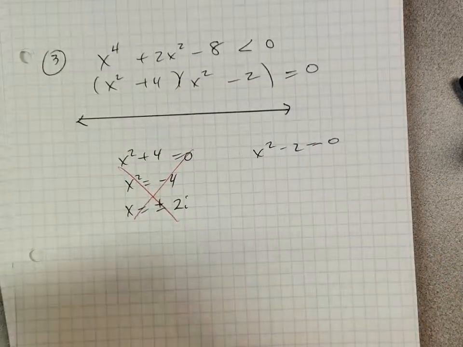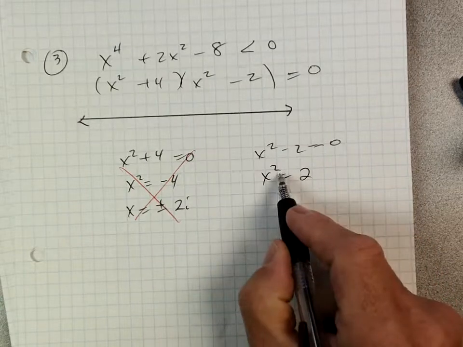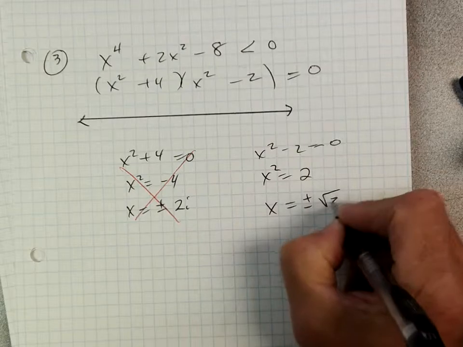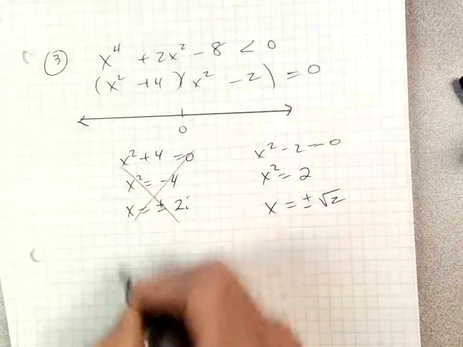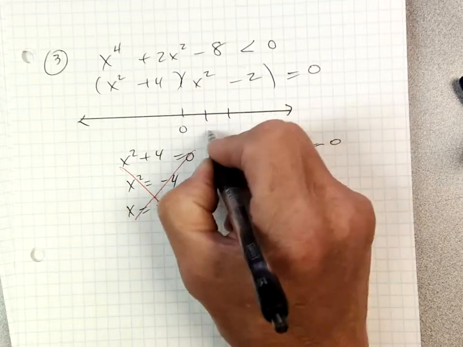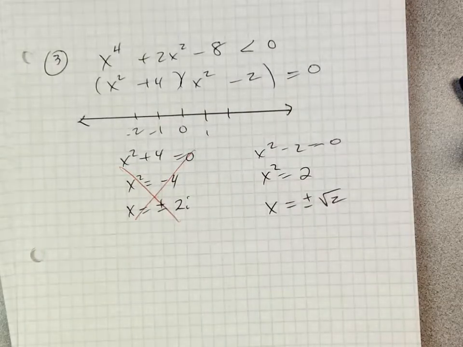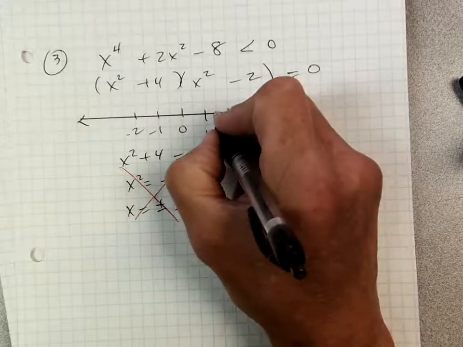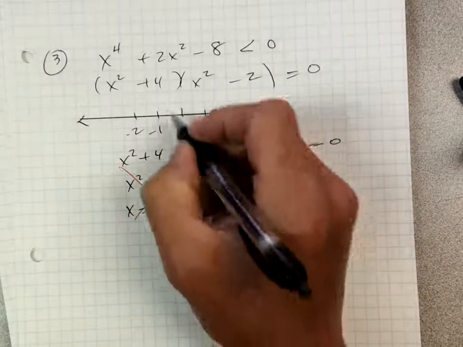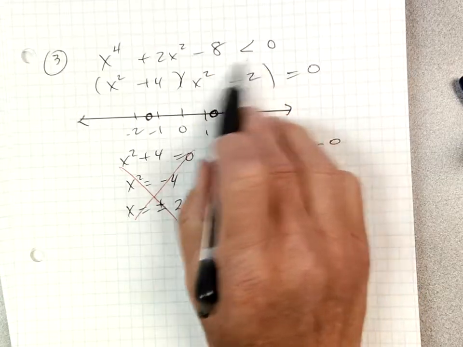So then, over here, we've got x squared equals 2. Two answers, x equals plus or minus the square root of 2, okay? So let's see. I'm going to have 1, 2, negative 1, negative 2. Square root of 2 is about 1.4. It's about here. I'm going to put an open circle. And negative square root of 2 is about negative 1.4. I'm going to put an open circle here, open circle because there's no equal sign there, right?